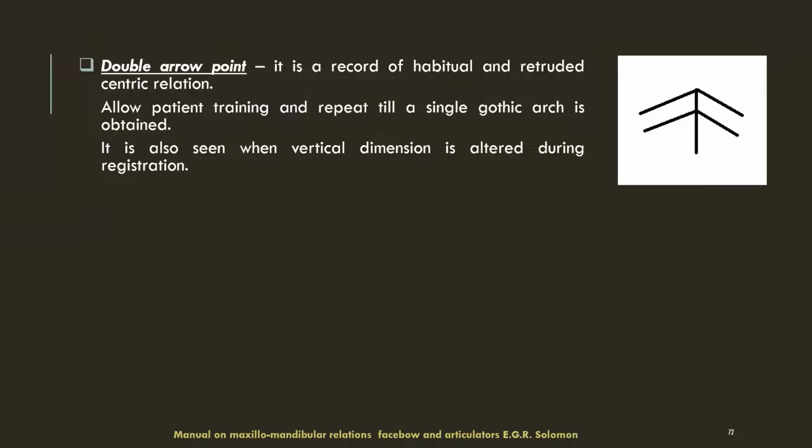Coming to the double arrow point, it is a record of habitual and retruded centric relation. It allows patient training and it should be repeated till a single Gothic arch is obtained. It can also be seen when the vertical dimension is altered during registration.